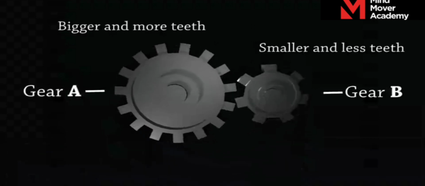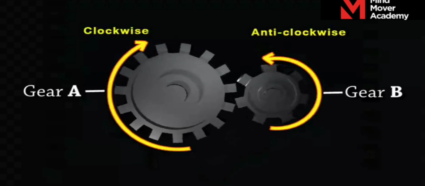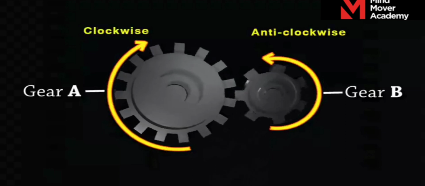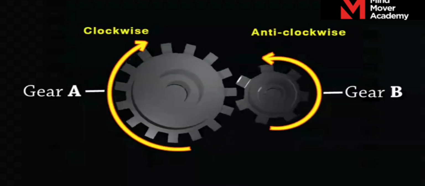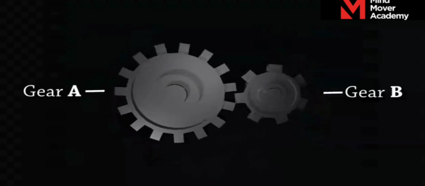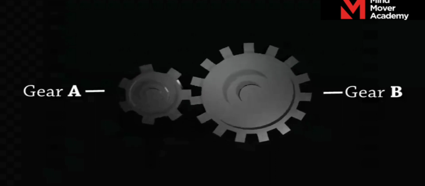As shown, the driving gear A is bigger and has more teeth than driven gear B. When gear A is rotated clockwise, gear B rotates anti-clockwise, but at more rotations per second. However, if the driven gear B is bigger and has more teeth than driving gear A, it rotates with fewer rotations per second.